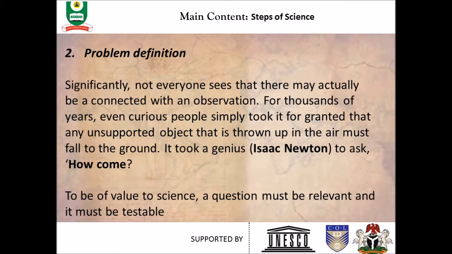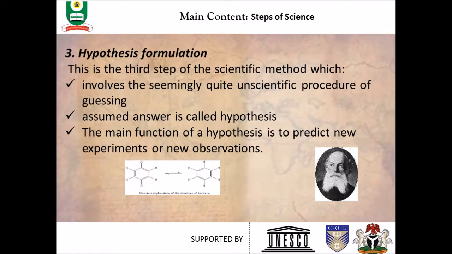Good questioning, like good observation, is therefore a high art. To be of value to science, a question must be relevant and it must be testable. Experience helps in deciding if a question is relevant or not. To find answers to scientific questions, scientists use past experience, ideas, and observations.